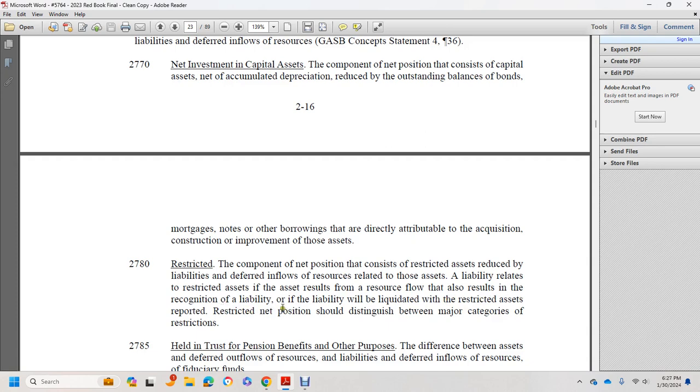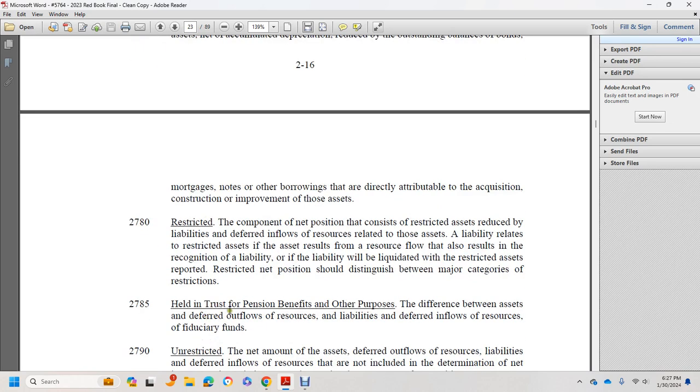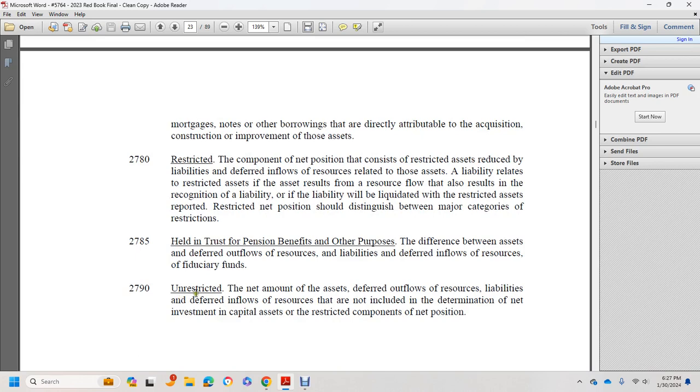The reported restricted net position should be distinguished between major categories of restriction. 27 and 85, held in trust for pension benefits and other purposes: the difference between assets and deferred outflows of resources, and liabilities and deferred inflows of resources, of the fiduciary funds. 27 to 90, unrestricted.